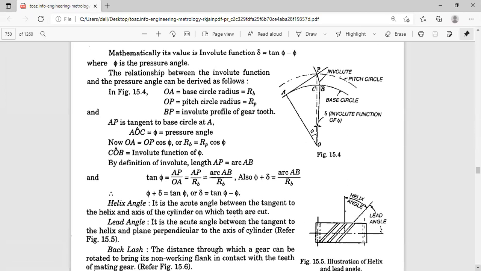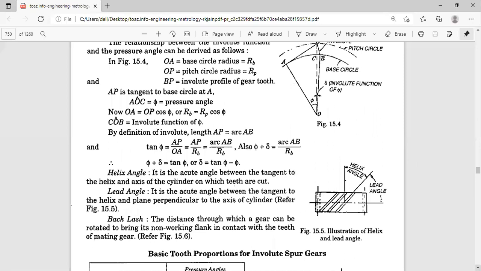That's very important. So just try to touch on helix angle. We are not taking helical gears into consideration here. But what is the helix angle? It is the acute angle. You just try to see, this is the helix angle. This is the illustration of the helix and lead angles. So it is the acute angle between the tangent to the helix and the axis of the cylinder on which the teeth are cut. The helix angle is given by alpha, which is the standard notation in most textbooks.